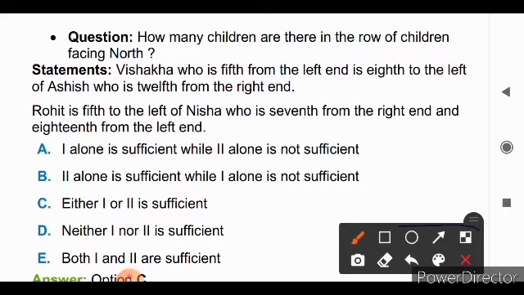And statement 2 is Rohit is fifth to the left of Nisha, who is 7th from the right end and 18th from the left end. So with statement 1, Vishakha is 8 to the left of Ashish, who is 12 from the right, which means Vishakha's position is 20th from the right because 12 plus 8 is 20. Then with statement 1 we also know that Vishakha is 5th from the left end.